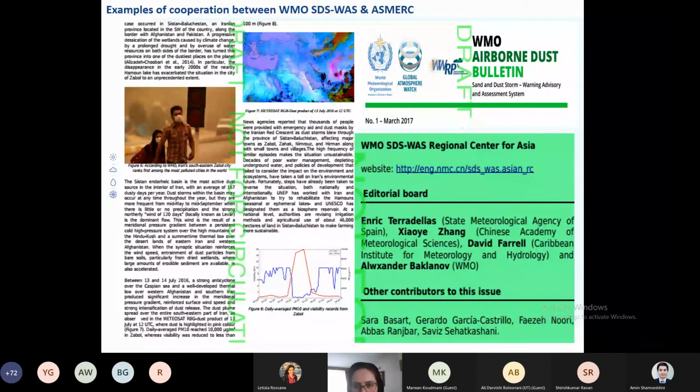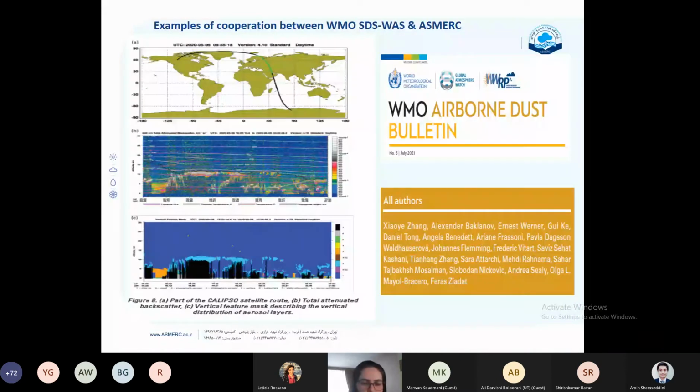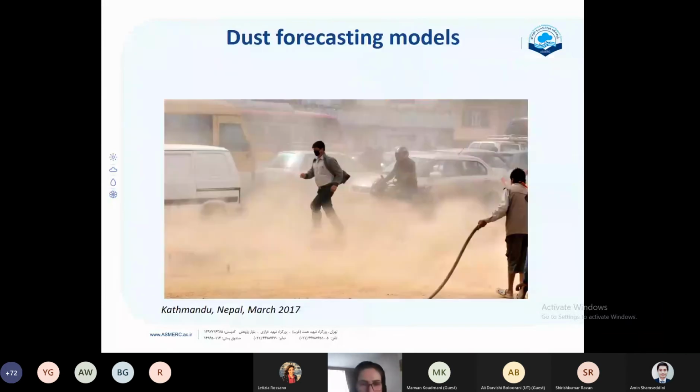Examples that our research center has had, in cooperation with WMO airborne dust, we used this satellite data for several dust cases. This relates to a case in 2019 that happened in Sistan Basin. Another one is the use of Calypso and the aerosol optical thickness data that was published in 2019 by WMO airborne dust. And the last one is a case that happened in Khuzestan province, published in 2021, where we used Calypso in order to characterize the dust.